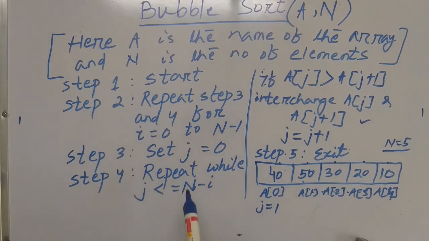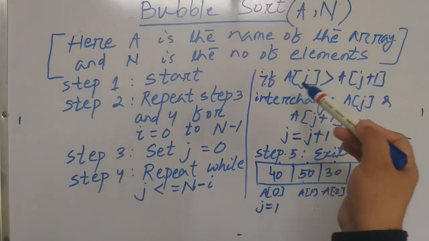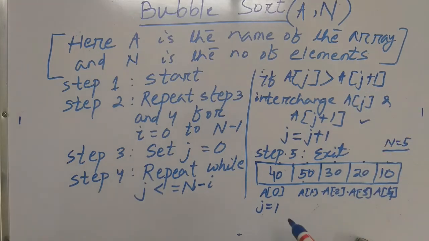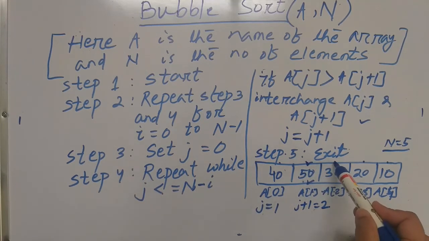So how long do we repeat? Repeat while j is less than or equal to n minus i. That means j is repeated up to n minus 1 positions. Here, if a[j] is greater than a[j+1], now this j value is 1, and j plus 1 is 2. So a[j] is 50 and a[j+1] is 30. Is 50 greater than 30?